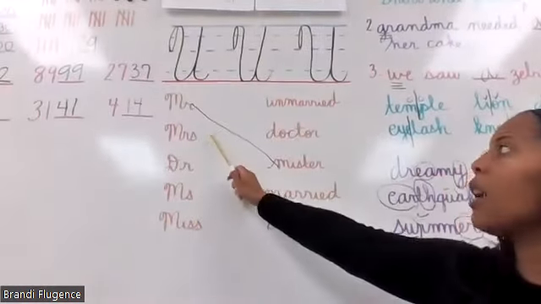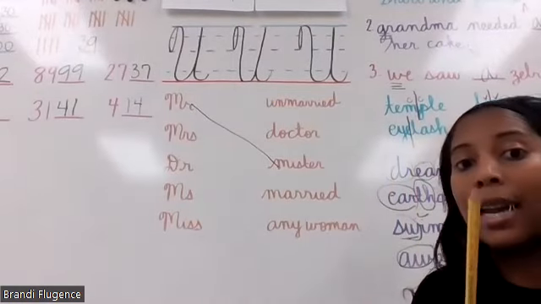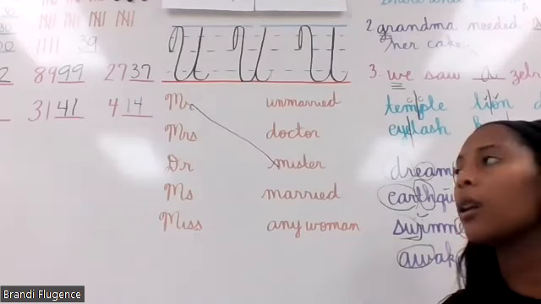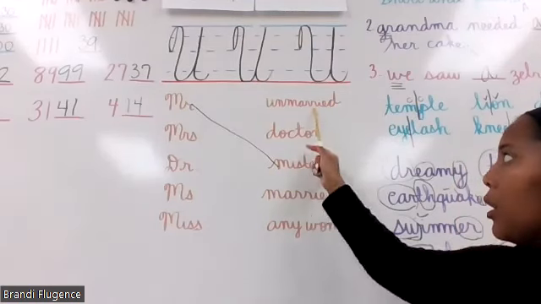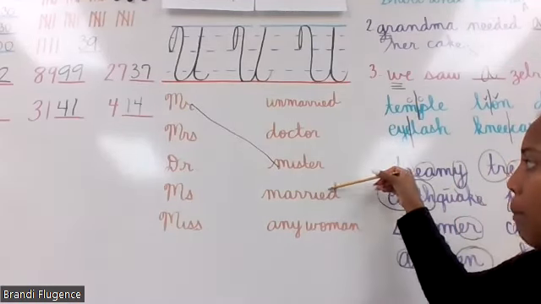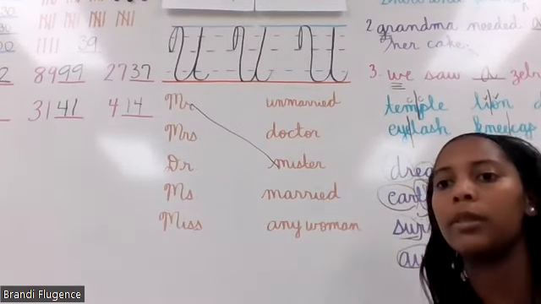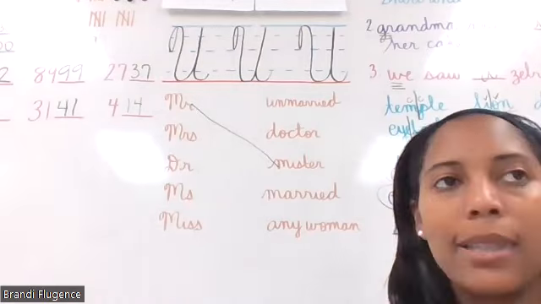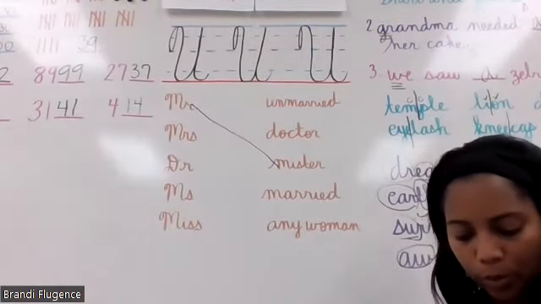All right, next one, we have Mrs., M-R-S dot. Go ahead and draw a line. Which one would Mrs. connect to? Unmarried, doctor, Mr., married, or any woman? Which one would Mrs., M-R-S dot, connect to?